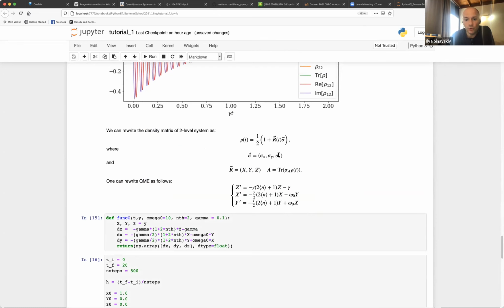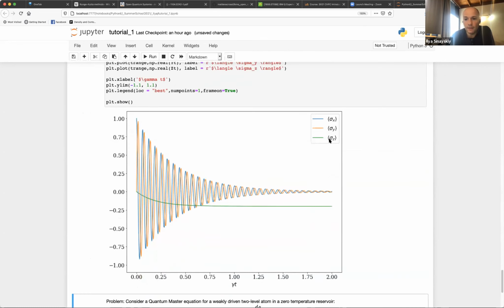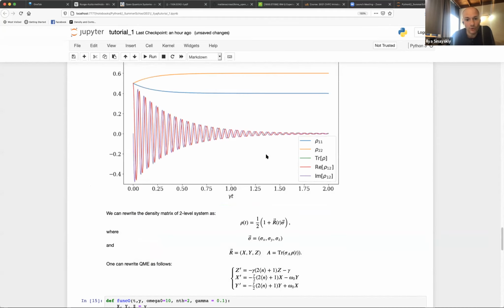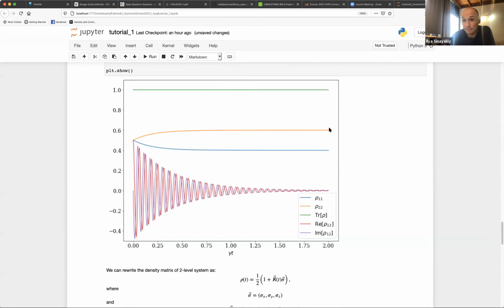To get rho 2, 2, you need to take 1 minus sigma z and divide it by 2. And obviously when you do minus sigma z, you invert it, so you have something like this. And of course, plus 1/2 will give you a shift. So you're getting exactly something like that.